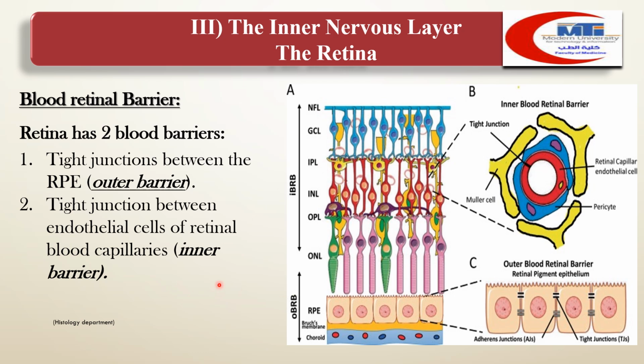So the retina has two blood barriers, the outer and the inner. The outer is formed by tight junctions between retinal pigmented epithelium, while the inner is formed by the tight junctions between endothelial cells of retinal blood capillaries.